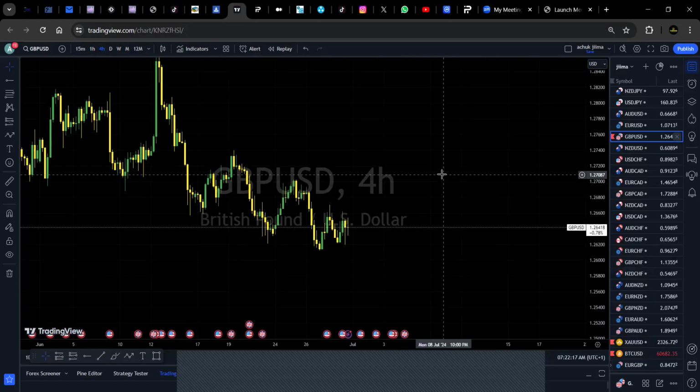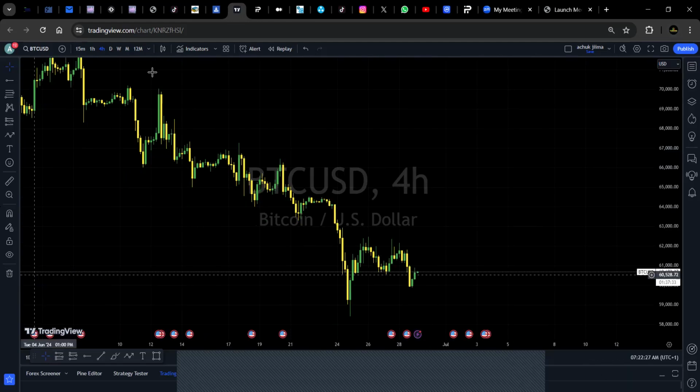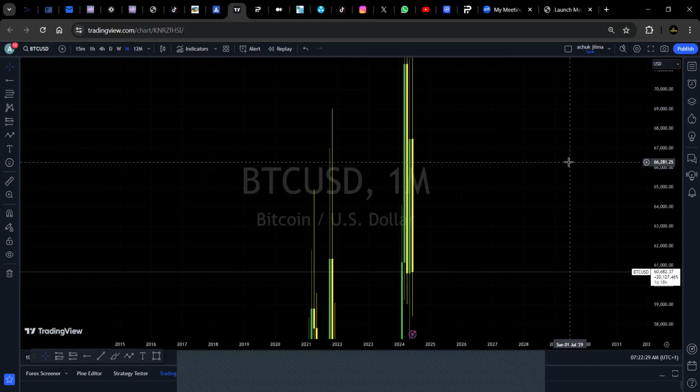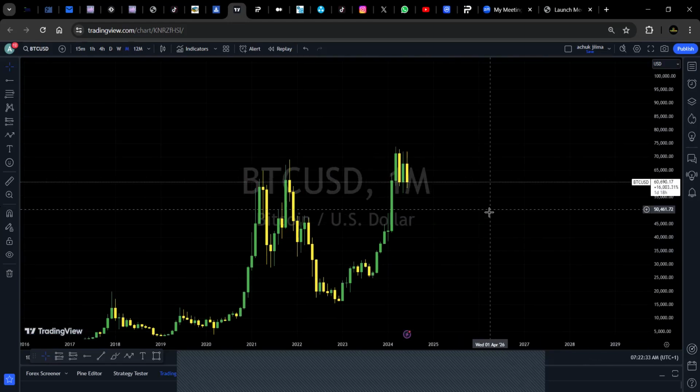All right, so let's run through our weekly breakdown. So starting with Bitcoin. Let's start with the highest time frame possible, which is the monthly. Looking at Bitcoin from the monthly chart, this is how it looks.